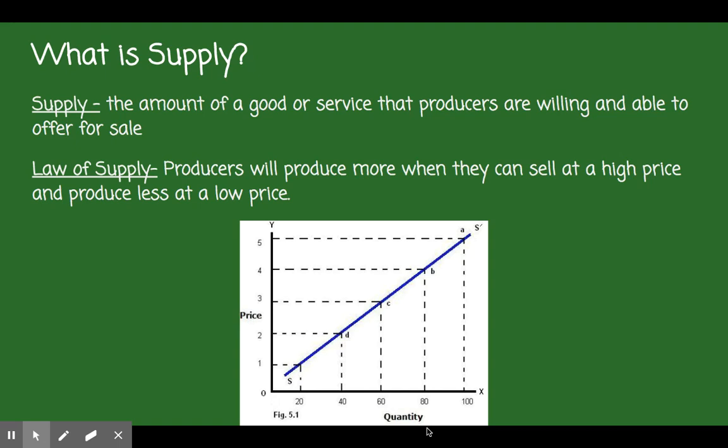If you take a look at this graph, it's going the opposite direction as demand. So the lower the price of something, the less that suppliers feel inclined to make, and the higher they can sell it for, the more they feel inclined to make.